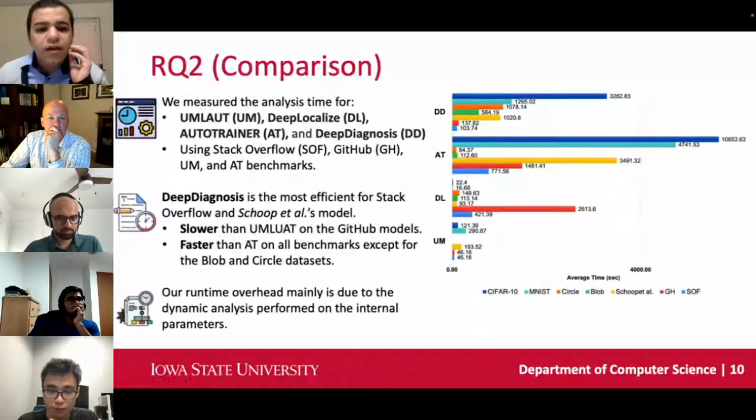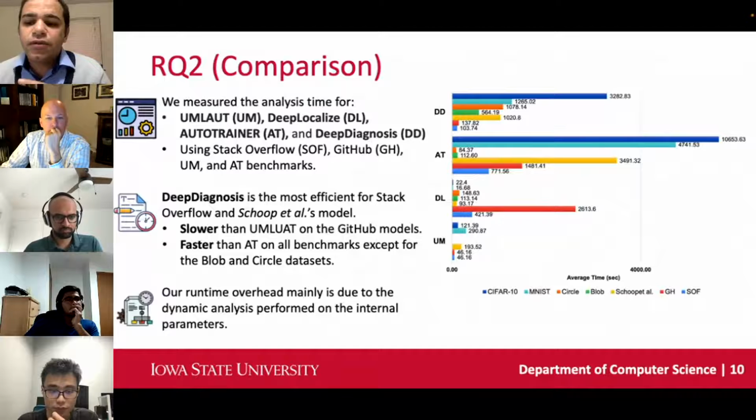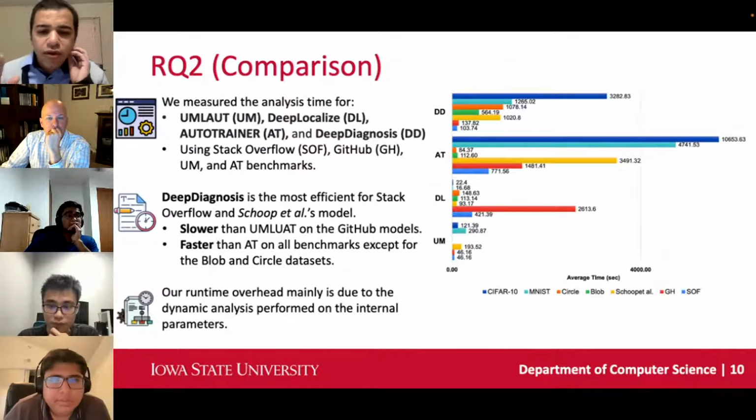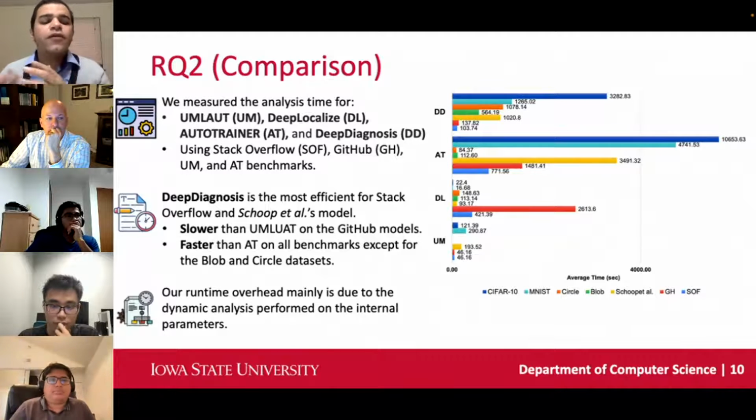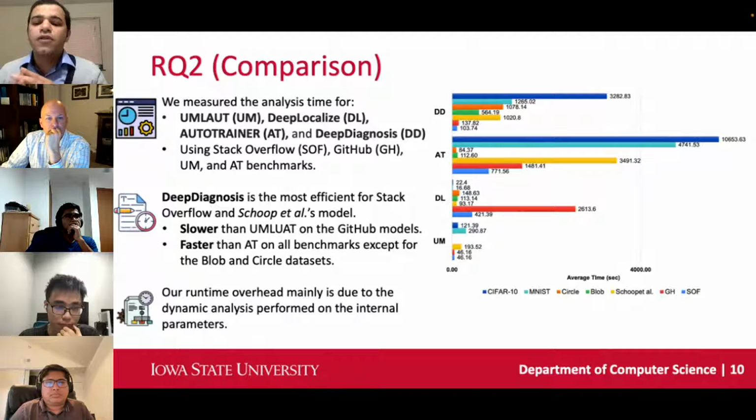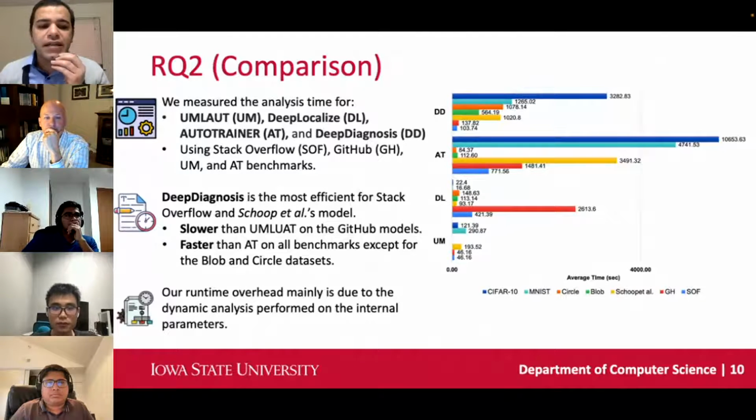To answer research question 2, we evaluate the efficiency of DeepDiagnosis in terms of performance. We measure the analysis time for DeepDiagnosis and other state-of-the-art tools for the sources of the benchmark: Stack Overflow, GitHub, and the Scopus papers and AutoTrainer benchmark. From the figure, DeepDiagnosis has the lowest runtime on the Stack Overflow and Scopus models, but it has a higher runtime compared to UMLAUT on the GitHub models. DeepDiagnosis is faster than AutoTrainer on all benchmarks except for the blob and circle datasets.